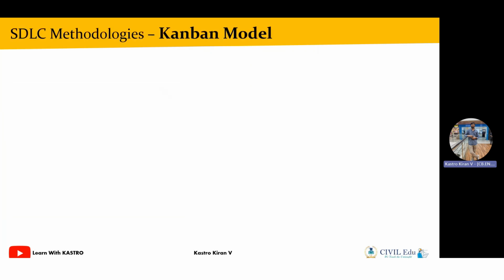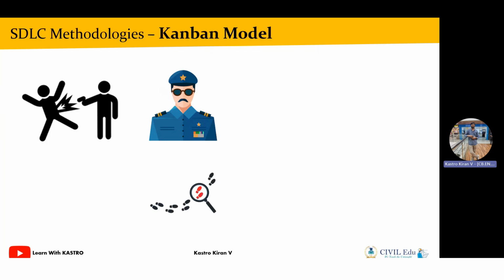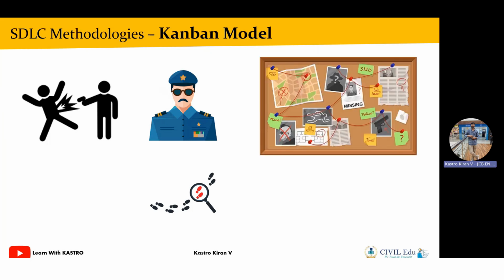But before talking about the Kanban model, let us look into a scenario that helps us understand it. Let's say a murder had happened and you are the police officer allotted to investigate it. As a part of your investigation, the first thing you do is collect the clues. Once you collect the clues, you keep all of them on a board, and that board is very important for you to track down the different aspects of the case. This is something we most commonly see in the movies and also in real life.